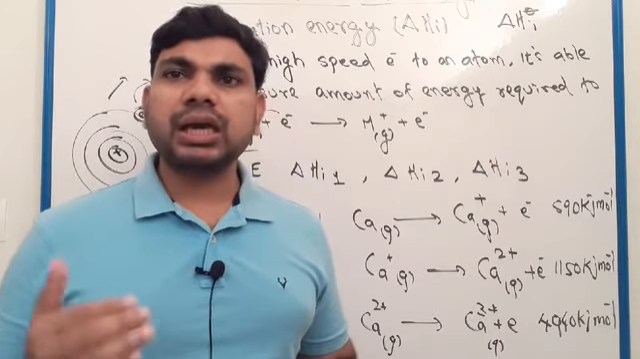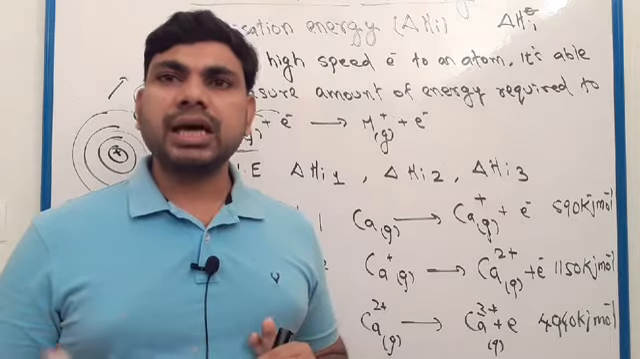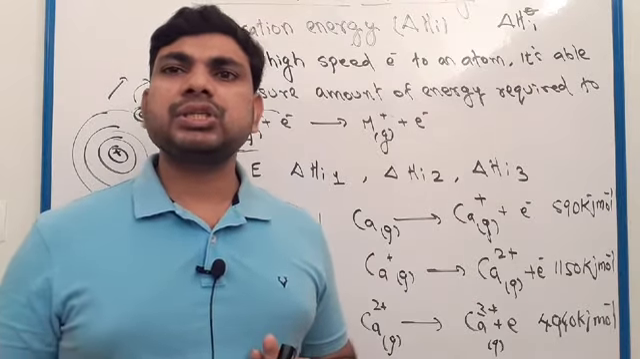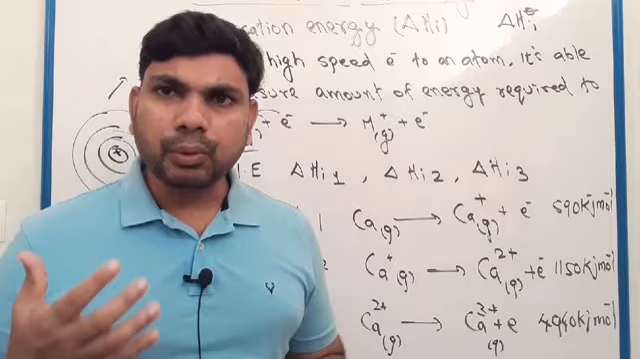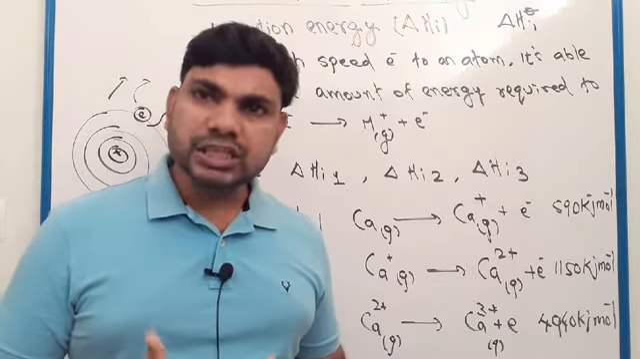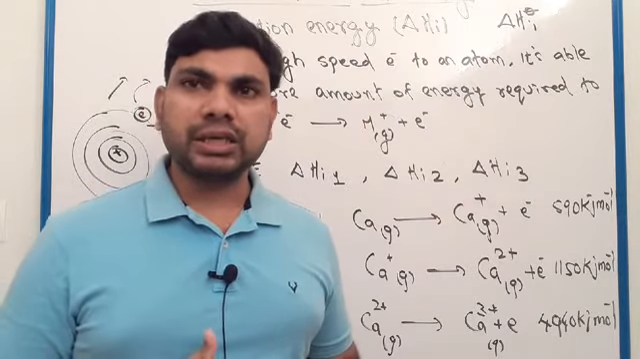First outer shell electron of a 1 mole gaseous atom, and then it changes to 1 mole gaseous ion. The amount of energy required for this process is the first ionization energy.